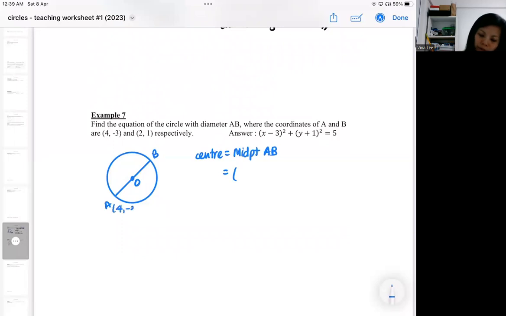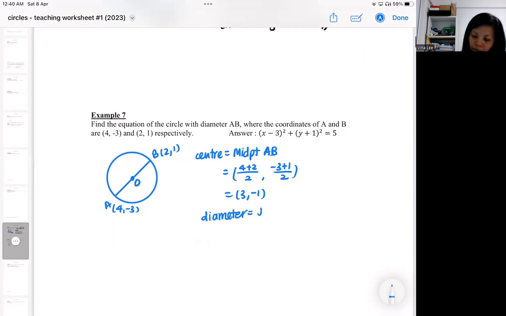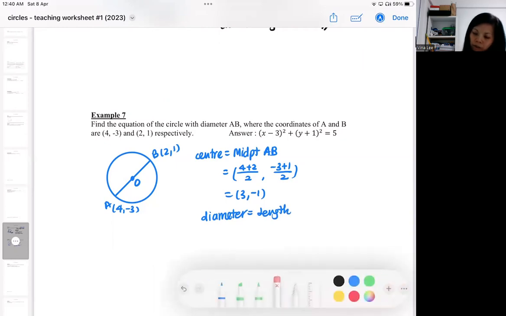So this one is 4 minus 3. Okay, I'm just drawing randomly, so it doesn't match. To me, it's just applying the concept of a diameter. The midpoint of the diameter will be the center, so you apply your midpoint formula and you get the center. Because these two are the endpoints of the diameter, if I apply the length formula on AB, I will get the length of the diameter.